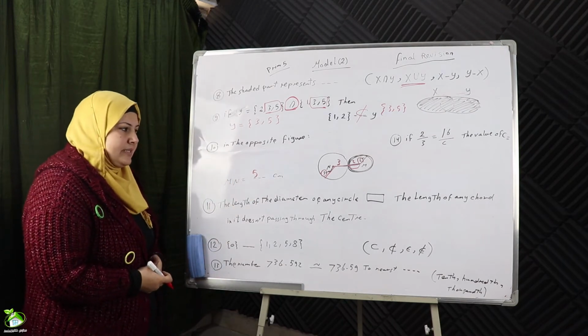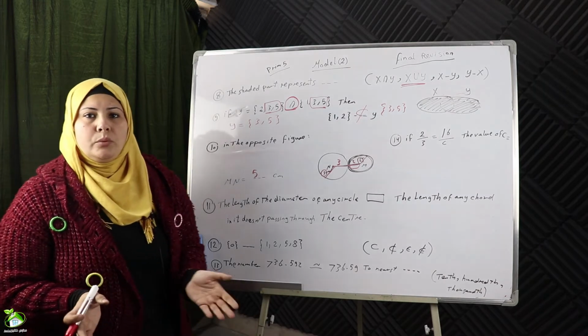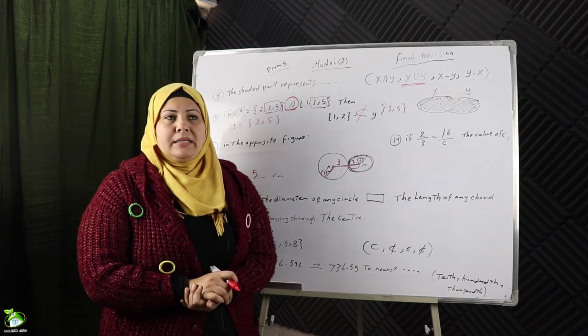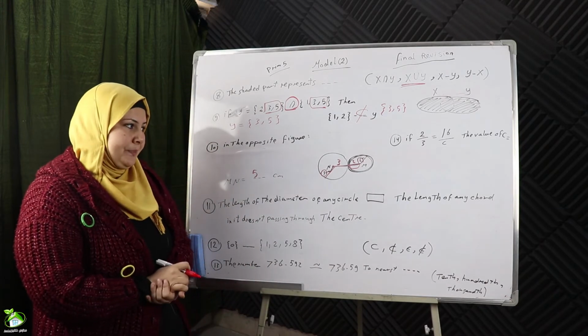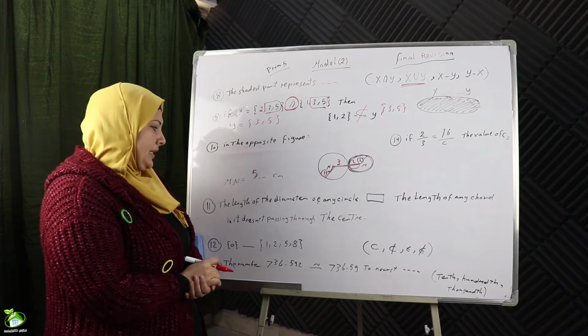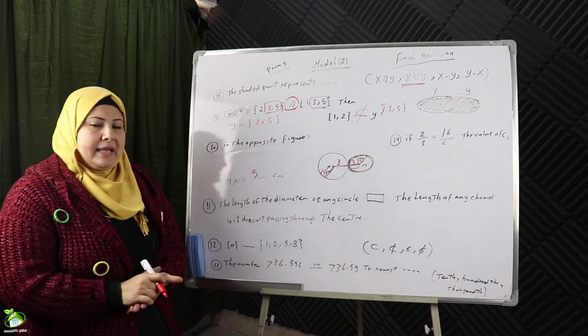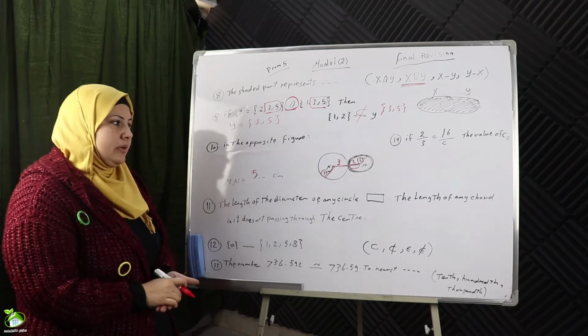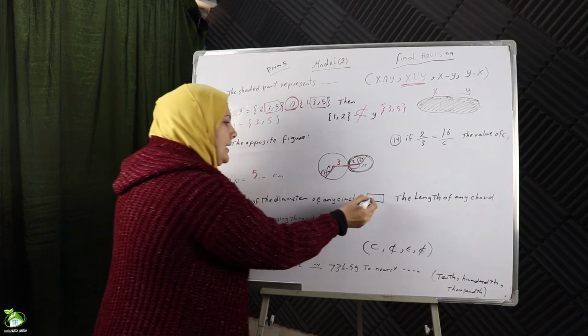The length of the diameter of any circle. We know that the diameter is the longest chord in any circle. Diameter is a chord passing through the center. The length of any chord not passing through the center. As we said before, diameter is the longest chord in any circle. So diameter more than.